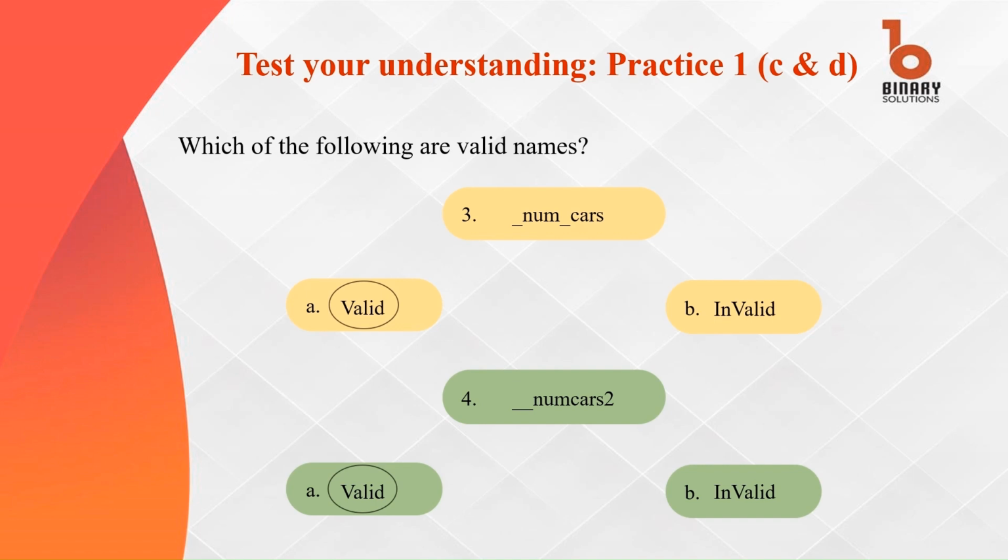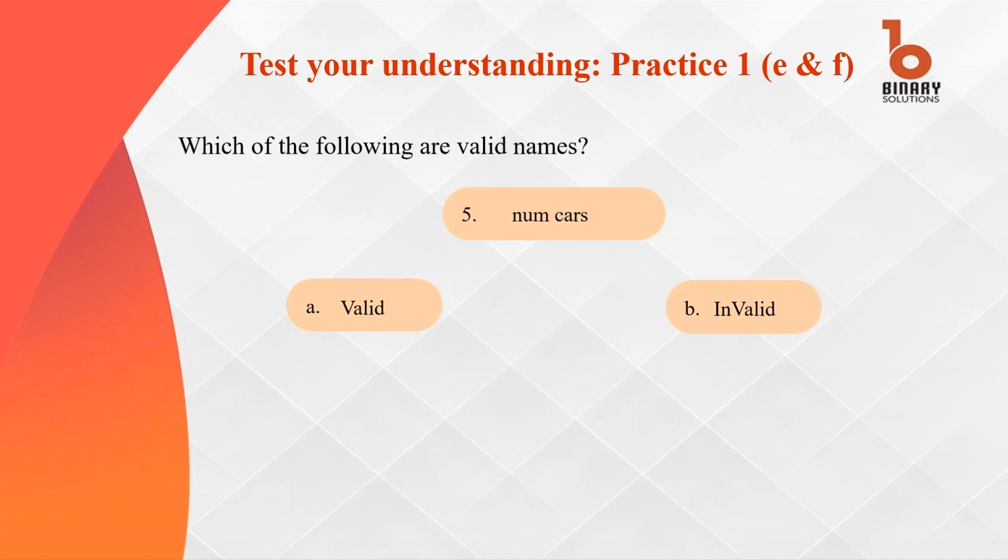Here are the correct answers. Compare them with yours to see how you did. Now, for your fifth question, take a look at this identifier, numcars. Do you think it's valid in Python? Think back to our discussion about spaces in identifiers. What's your answer? Let's find out if you can get this one right.